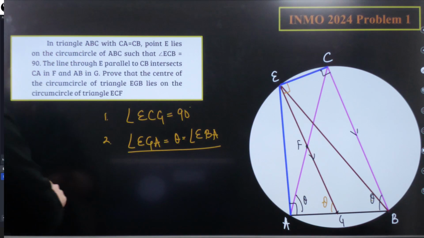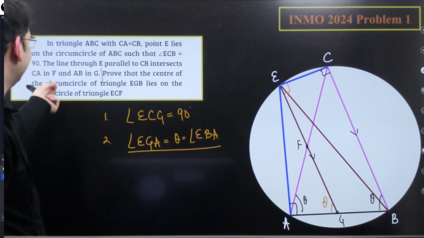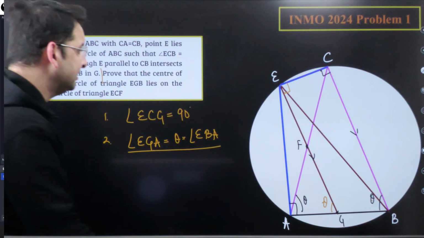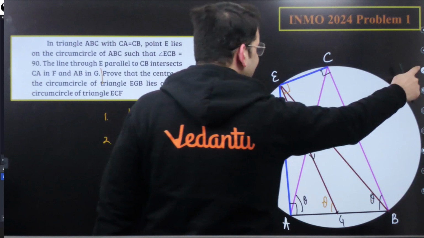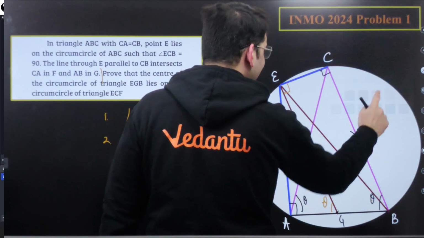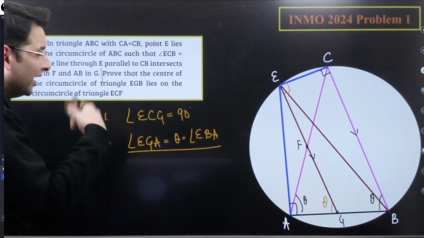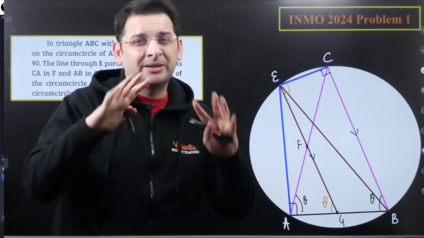Now ये यहाँ पर सारी की सारी जो चीजें दी हुई थी खत्म हो गई हैं. अब मुझे प्रूव करना है. प्रूफ क्या करना है? सेंटर ऑफ द सर्कमसर्कल ऑफ ट्रायंगल EGB. So EGB is going to be one triangle which is already marked. इसका सर्कम सेंटर बनेगा कहां पर अप्रोक्सीमेटली देख लेते हैं.